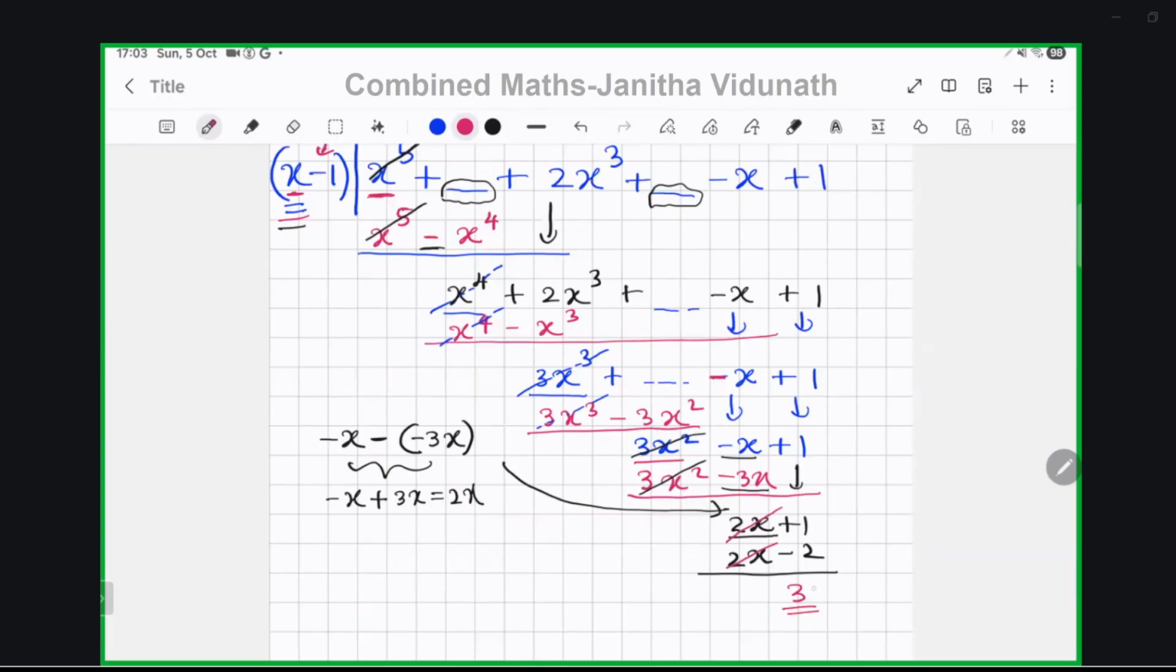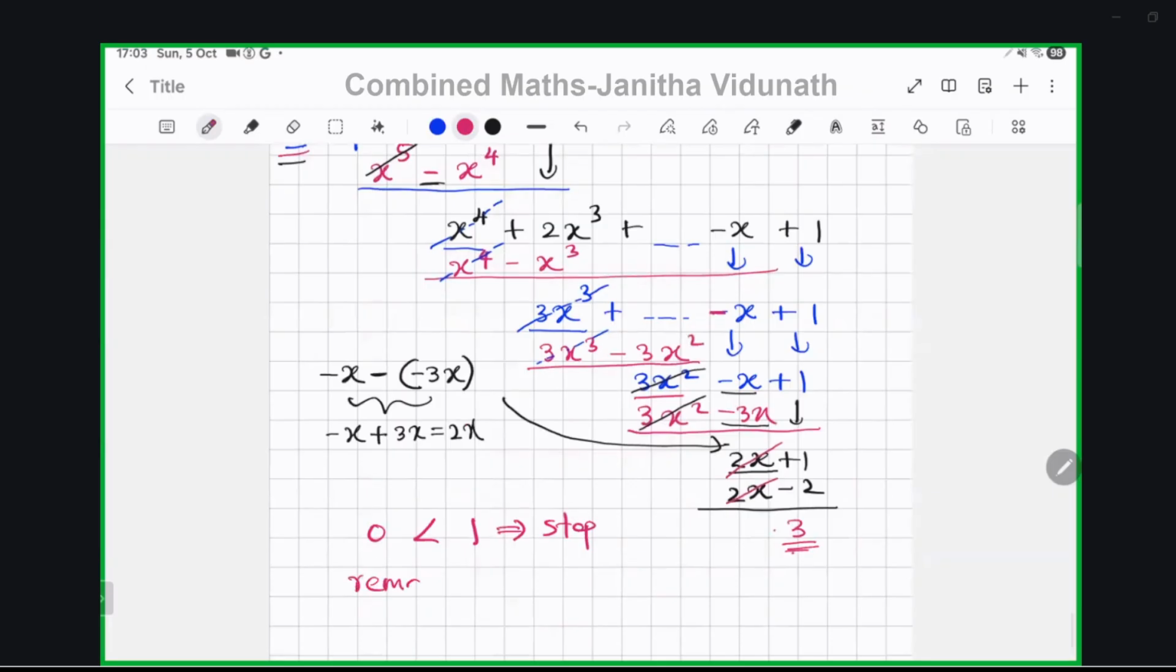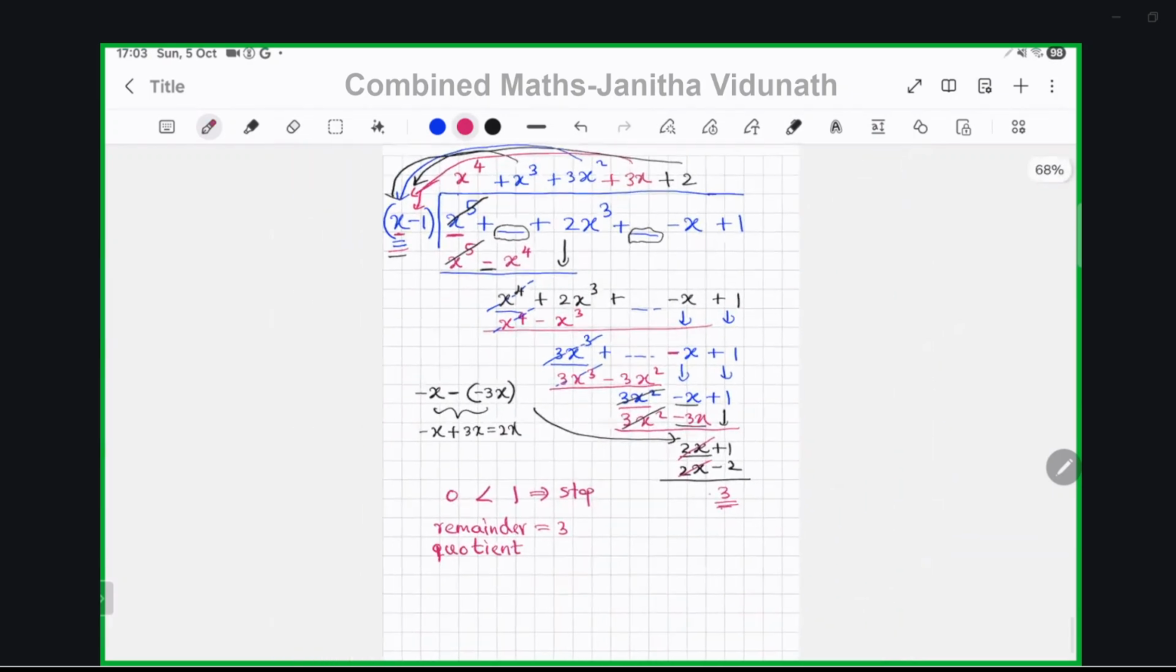Now here the remainder degree is 0. Our divisor degree is 1. Then we need to stop our operations. Then our remainder is 3 and our quotient is x to the power 4 plus x to the power 3 plus 3x square plus 3x plus 2.